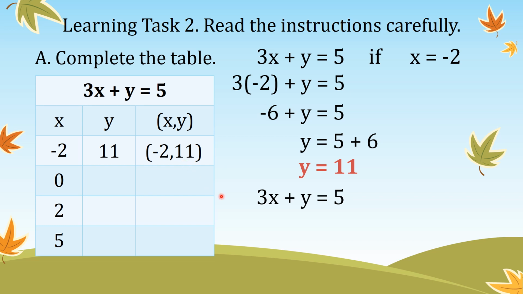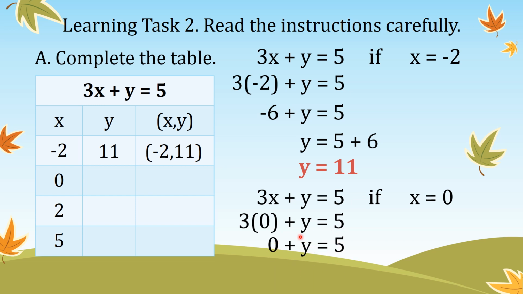Okay, now let us solve again 3x plus y equals 5 if x equals 0. So by substitution, we will have 3 times 0 plus y equals 5. Simplifying, 3 times 0 is 0. So 0 plus y equals 5. By identity property, we have 0 plus y is equal to y equals 5. So our value for y is equal to 5 and our ordered pair will be 0, 5.